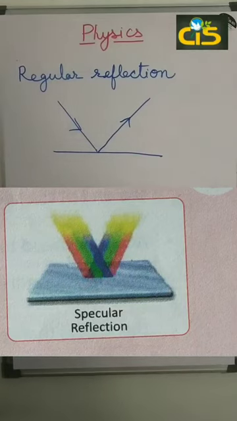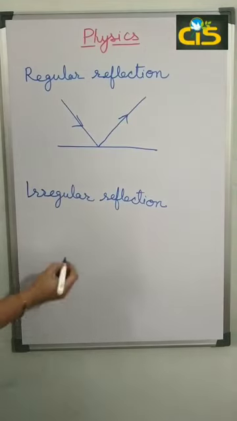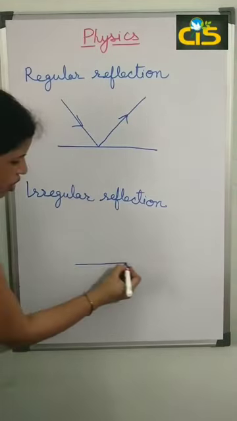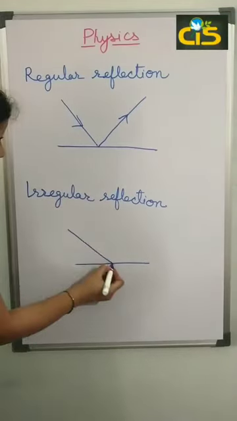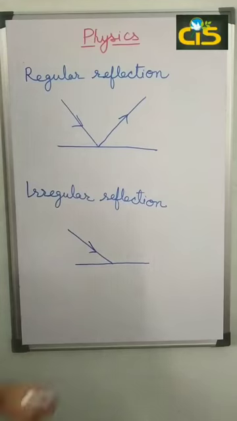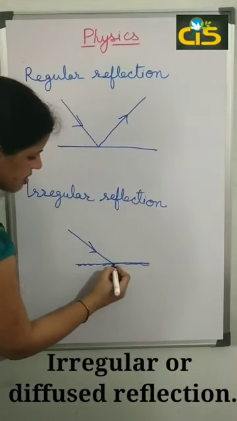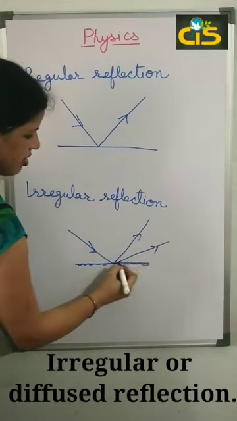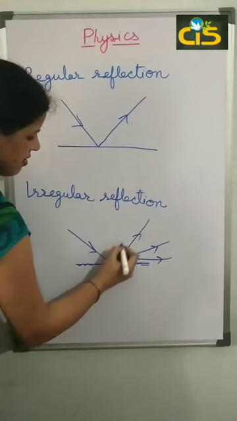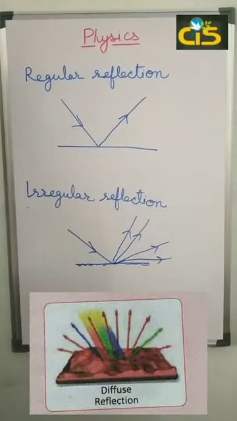What is irregular reflection? Diffuse reflection takes place when a ray of light is incident on a wall of wood, and you see here it is incident in this direction, and it is a little bit rough surface, so it scatters all the light in different directions. This is called diffused reflection, or you can say irregular reflection.